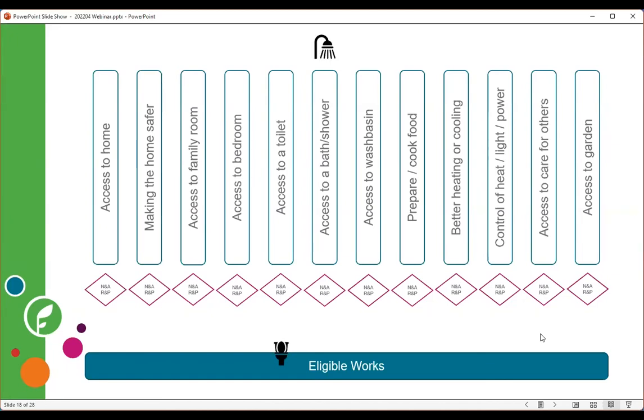For a shower, it fits into the purpose of access to a bath or shower. So that's a big tick for the first one. And then you assess whether it's necessary and appropriate and reasonable and practicable to carry that out. And if it does, it's added to your basket of eligible works.